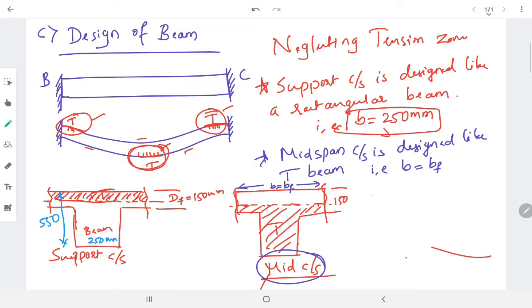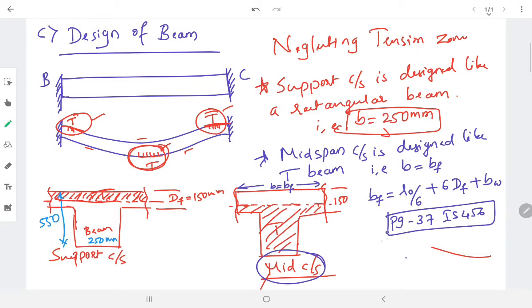IS code has given how to calculate this width of the flange, that is BF equals L0 by 6 plus 6 DF plus BW. You can refer to page number 37 of IS 456. So L0 is equal to 0.7 L. It's also given on page number 37. You can refer and see.